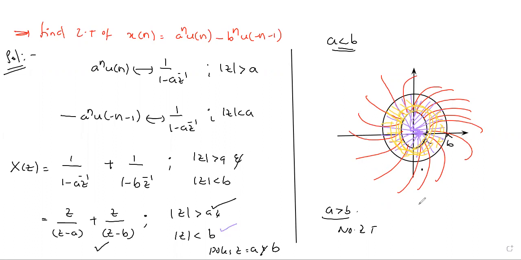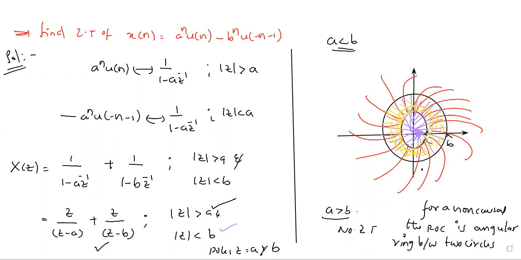So what is the conclusion here? For a non-causal sequence, the ROC is an annular ring between two circles, with radius as its pole values.